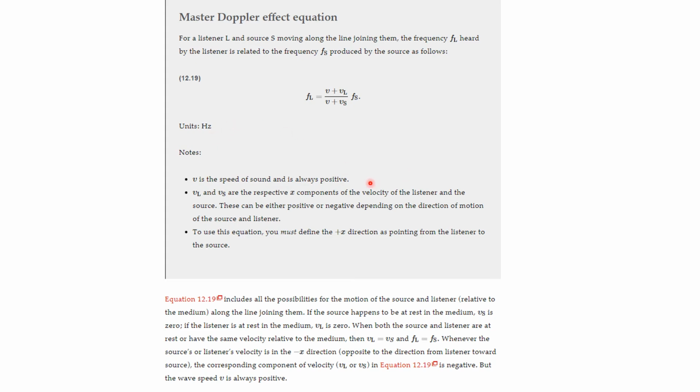Now note that V is the speed of sound and is always positive in our derivation. V sub L and V sub S are the respective x components of the velocity of the listener and the source. These can be either positive or negative depending on the direction of the motion of the source and listener. So to use this equation, you must define the positive x direction as pointing from the listener to the source. Okay, and this is our general equation, and that can work for a number of examples.